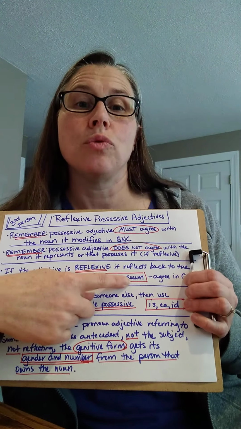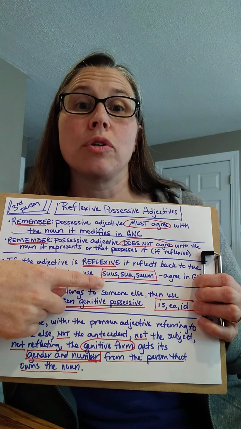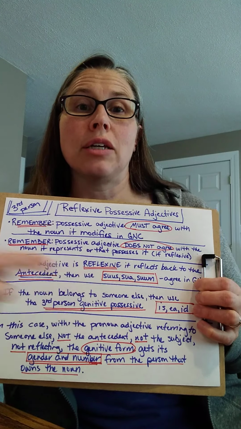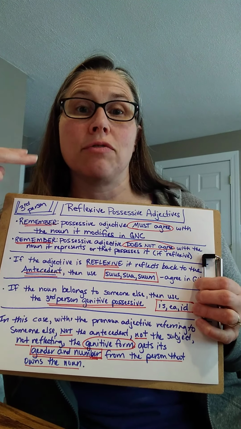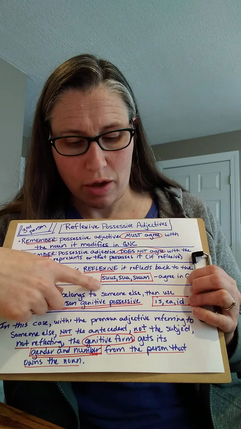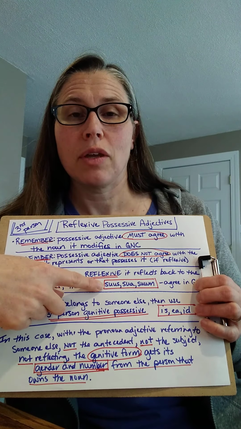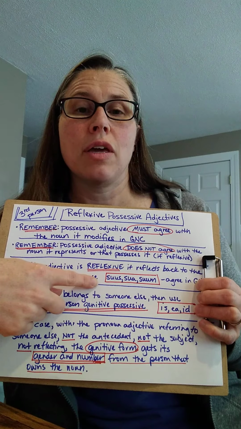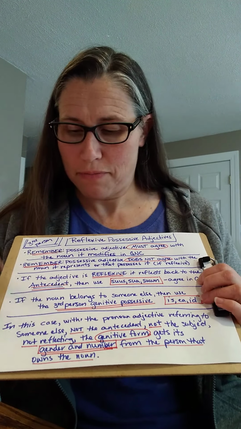Suus, sua, suum. This is actually where the word suicide comes from. When you're committing suicide, you are killing yourself. It's reflexive back at you. So this is where that word suicide comes from. This is what we will use for our adjective if it's reflexive, okay?